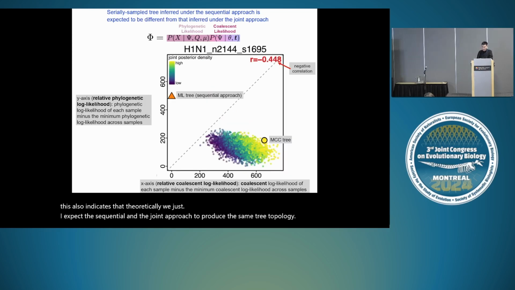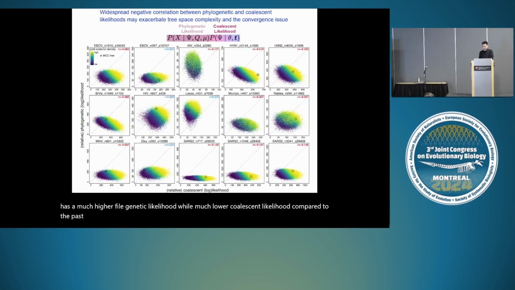Indeed, if we add the result inferred under the sequential approach as the orange triangle here, we can clearly see, just as you would expect, the maximum likelihood tree has a much higher phylogenetic likelihood, but a much lower coalescent likelihood compared to the posterior trees. And this interaction pattern is widespread across all data sets we examined, and most of them exhibit negative correlation between the two likelihoods, as shown here.